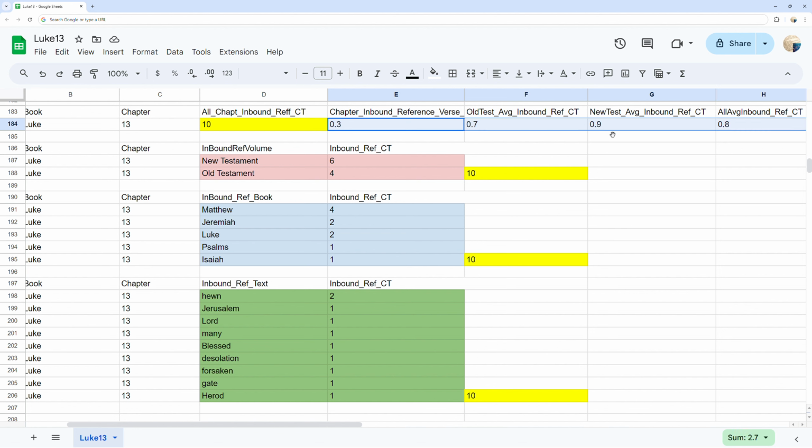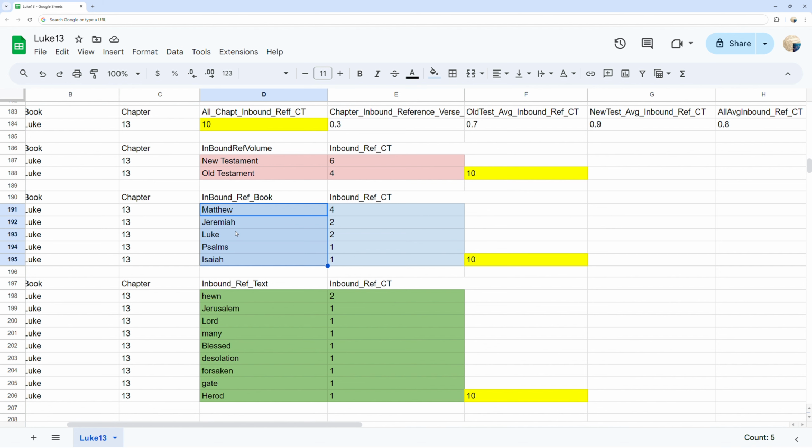In red, you can see the inbound references by origin source of either Old Testament or New Testament ordered by counts. In blue, you can see the 5 inbound references into Luke chapter 13 verse references by origin Bible books Matthew through Isaiah ordered by counts. In green, you can see the 9 words that incur the related inbound reference counts into Luke chapter 13 from other Bible verses, ordered by the count used.